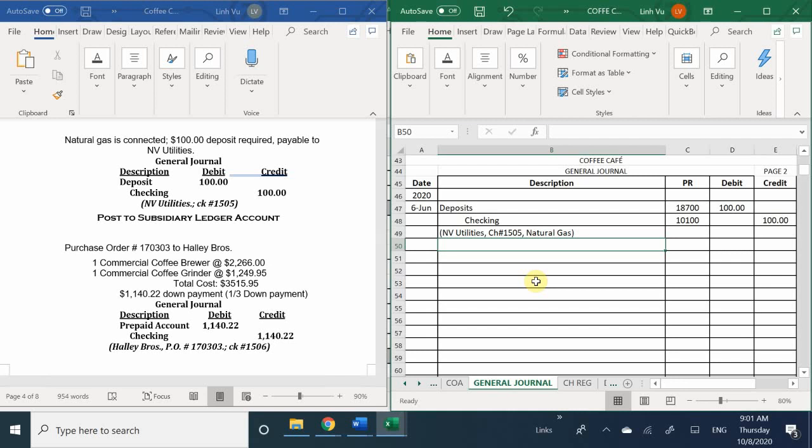I went ahead and made a down payment of $1,140.22. By making a down payment, I'm going to incur a prepaid payment. My down payment is going to be considered an advanced payment. So let's go ahead and journalize this transaction. We have seen a prepaid account before.